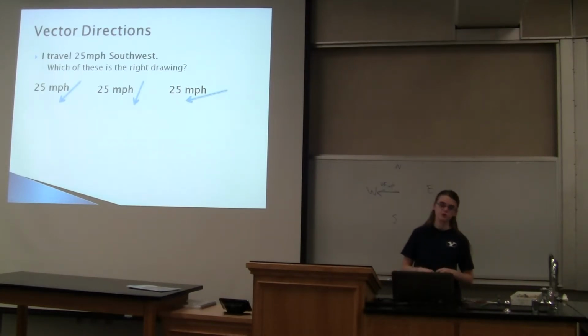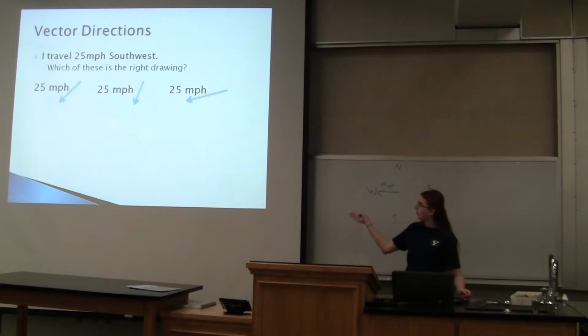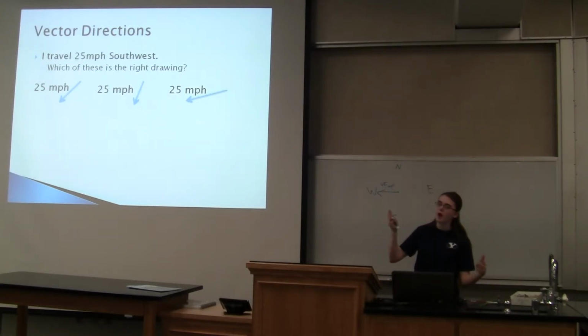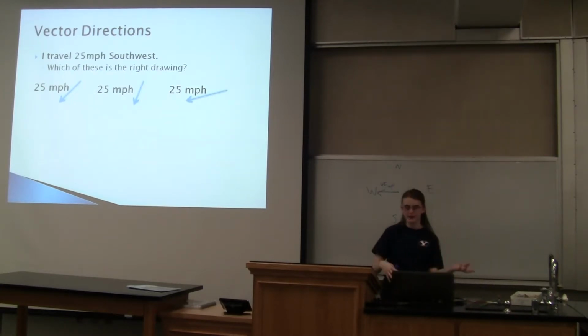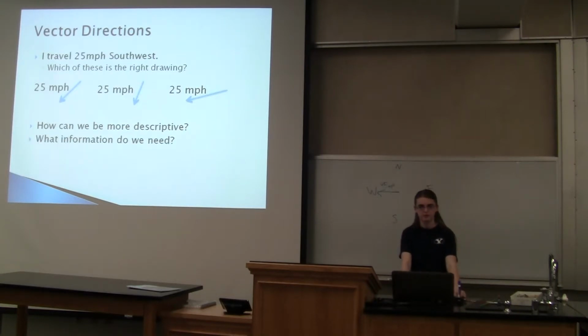Okay. So if I told you that I was traveling 25 miles per hour southwest, which of those drawings would be right? Brandon, what do you think? Right, we can't really tell. All of those are going southwest. I didn't tell you how much more south than west I'm going. So what would help us come up with a better picture? How can we be more descriptive? What other information do we need? Right, an angle. Some kind of an angle, some kind of an amount more south than west, something like that would be really helpful.